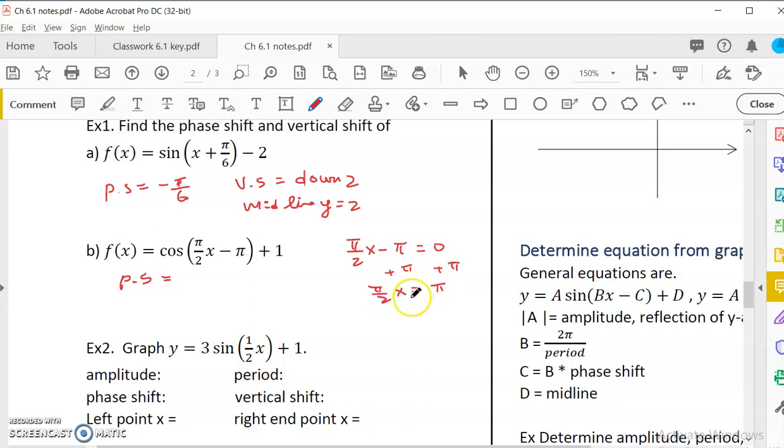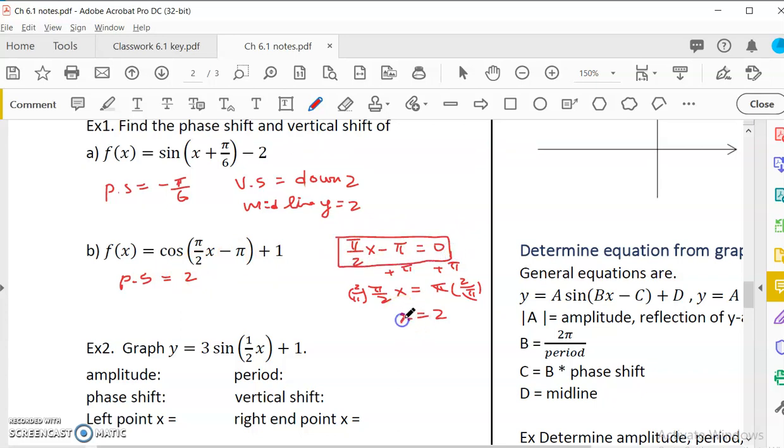How do I get rid of the pi over 2? I multiply by 2 over pi on both sides, right? So we get x equal to 2. So the phase shift is 2. You just solve the inside equal to 0, and it will give you the phase shift.